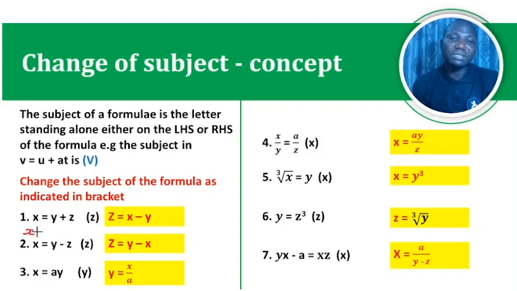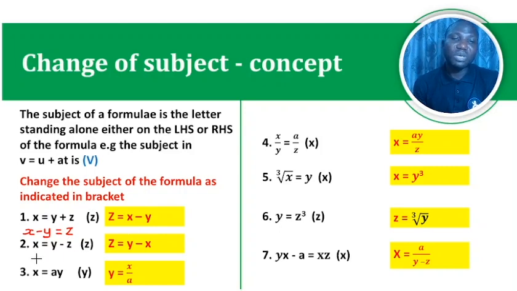So, x minus y is equal to y plus z minus y. If I minus y from the right hand side, I'll be left with z. Remember, we said your subject can either be on the left or on the right hand side. So in this case, my subject z will be equal to x minus y because z is now standing alone on the right. Therefore, the subject z is equal to x minus y.